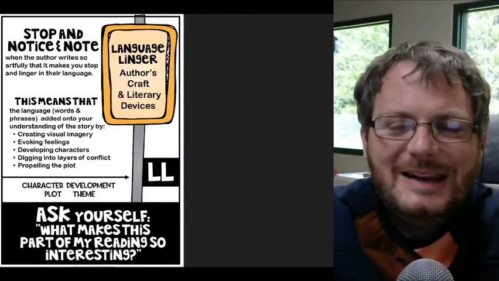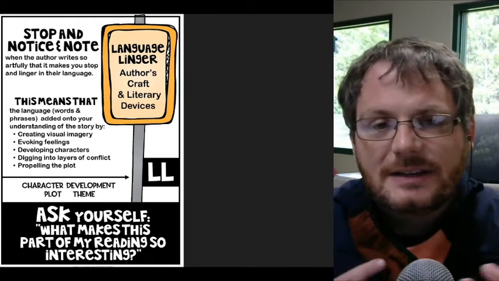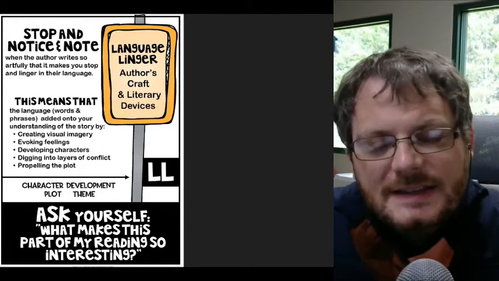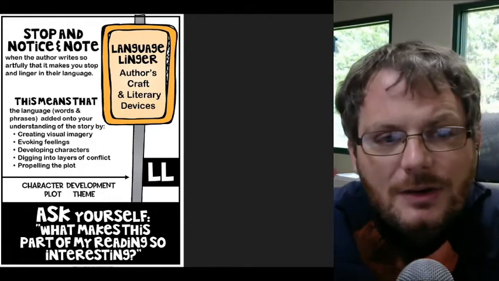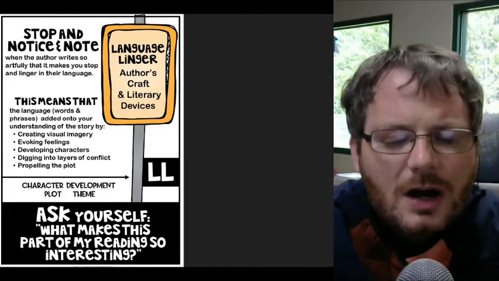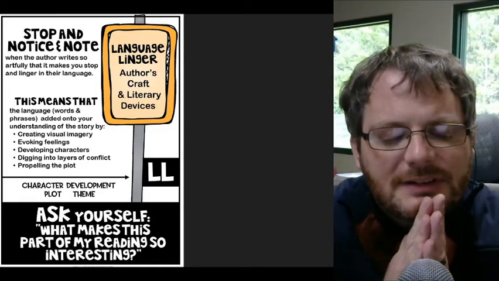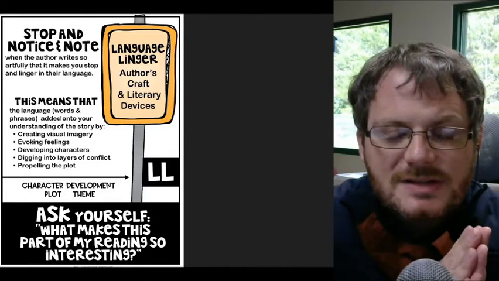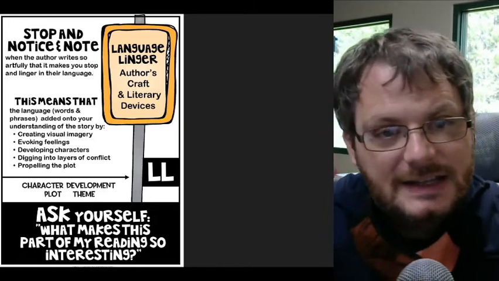Here's our last one, and we kind of tacked this one on at the end because this one's really subjective. It's up to the person reading it to really notice it. But this signpost is called the language linger. You stop and notice and note when the author writes so artfully, so beautifully, so creatively that it makes you want to stop and think about their language. Linger on their language. You know what linger means? It means to wait, to pause, to hesitate.